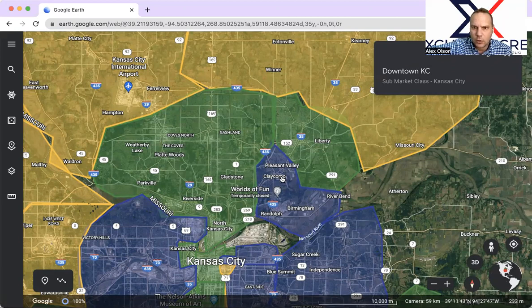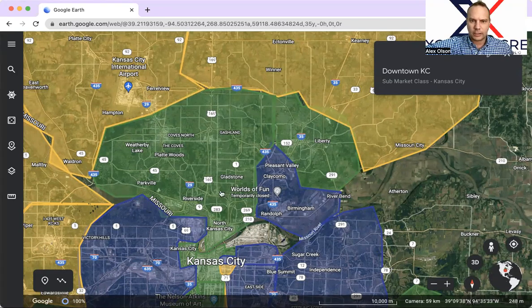Just a bit east is the Claycomo Ford Motor Company plant. And this is a lot of blue collar. It is a very strong C market here. Worlds of Fun is in here. And it's a good working class market. We have had some deals there in the past recently. And up north is Liberty, a town of about 30,000 people, excellent top school district, one of the best suburbs in the city as well. That's an A submarket. Have on occasion deals to be had there as well.